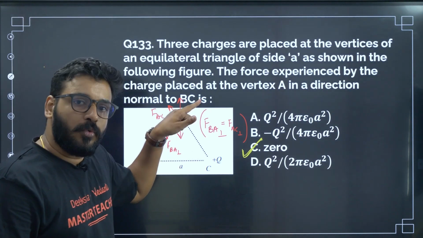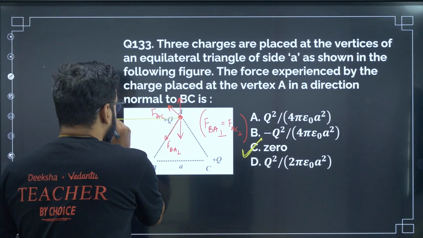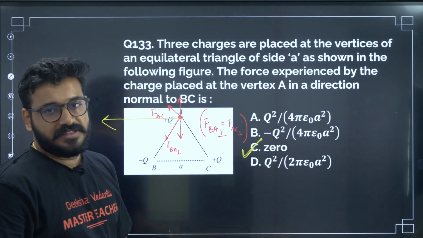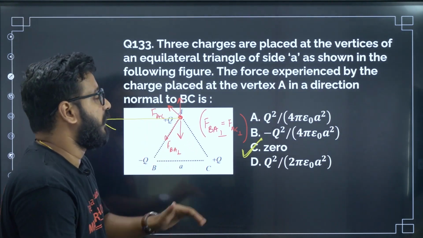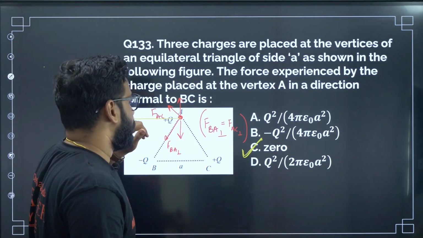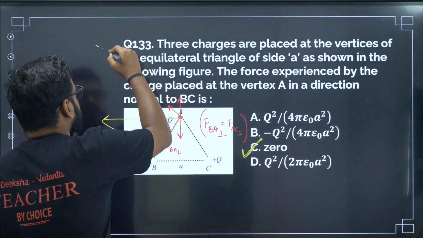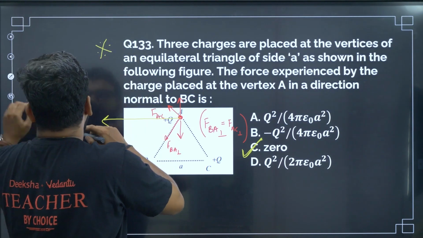So this is happening only in direction perpendicular to BC. Ultimately there is a force in this direction which you can find out. All right, but perpendicular components will cancel out each other. All right, these kind of questions, again, these are all repeated questions. Please make a note of these questions, students. They are very, very important.